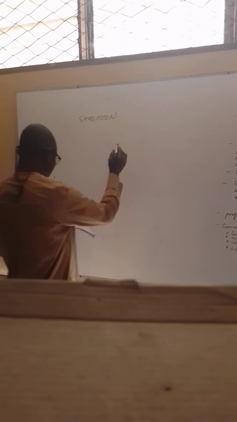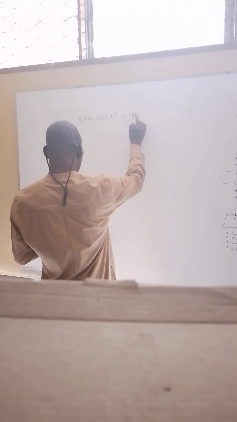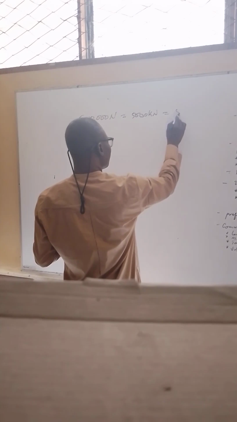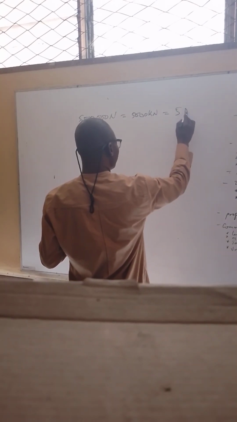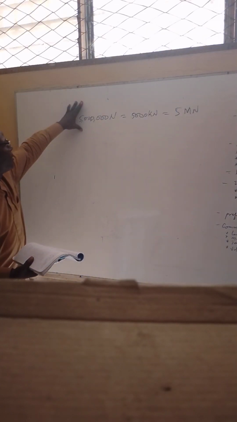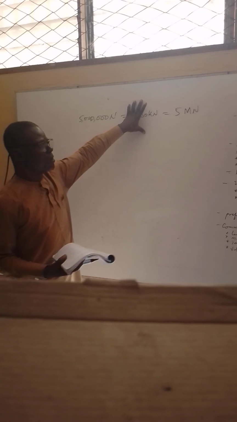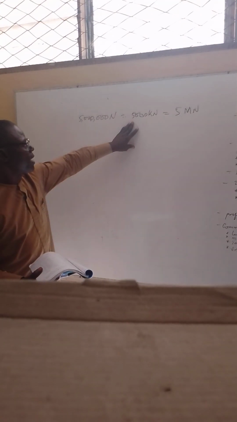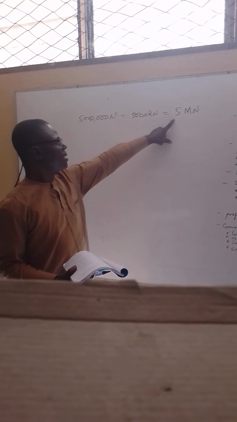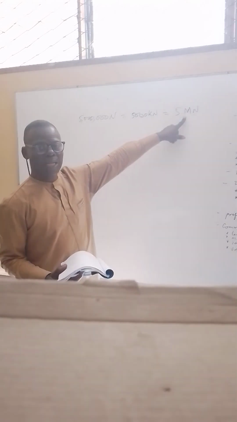This is 5 million Newton. 5 million Newton. And then we can say it is equal to 5,000 kilonewton, which is still also 5 mega Newton. So you see the difference? This is 5 million Newton, becomes 5,000 kilonewton by dividing by 1,000, and then dividing further by 1,000, it becomes mega Newton.